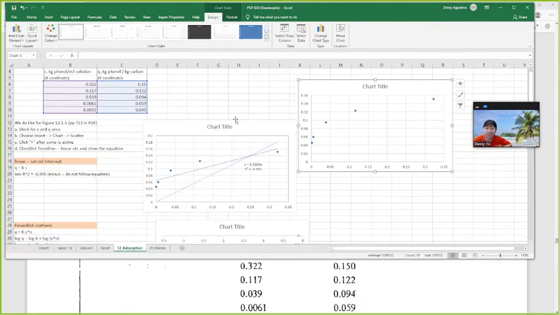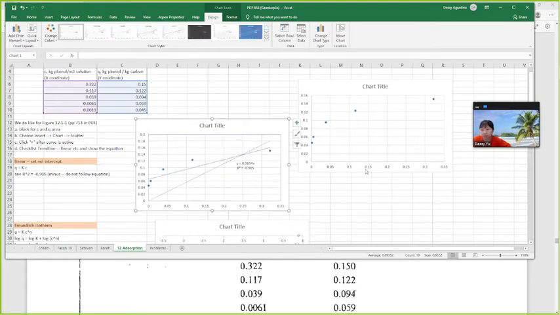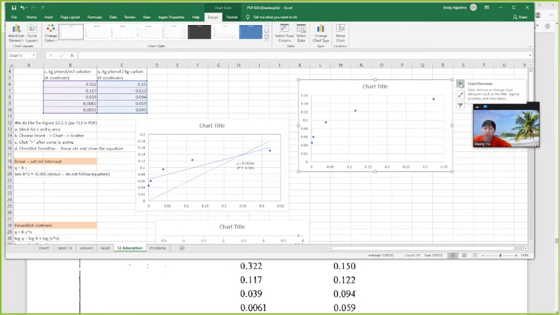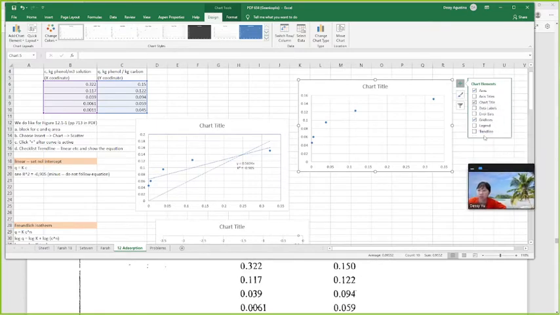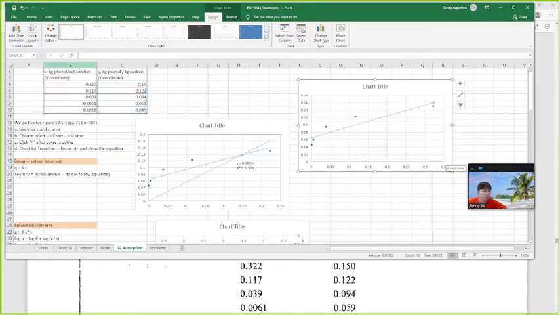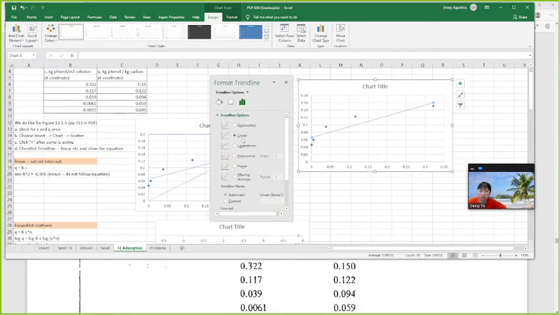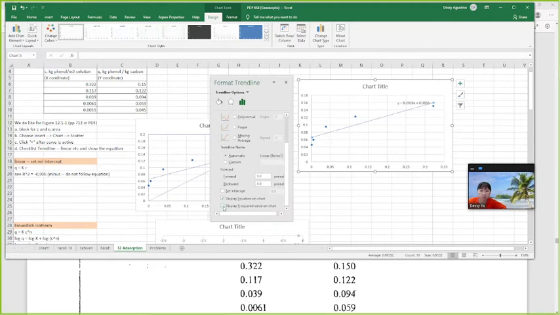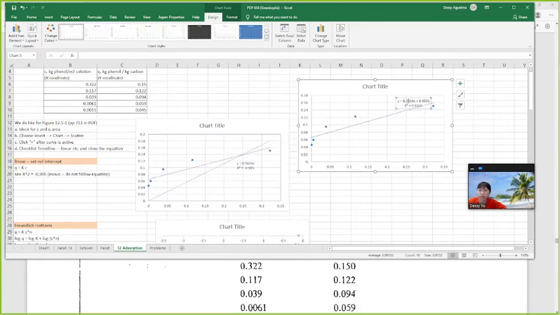We can redo this. After that, we click the plus icon, and then choose the trendline, more options. Okay, this is linear, and then you click display equation and display R square. Okay, we click close here.